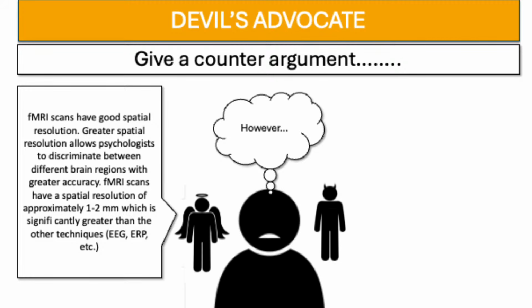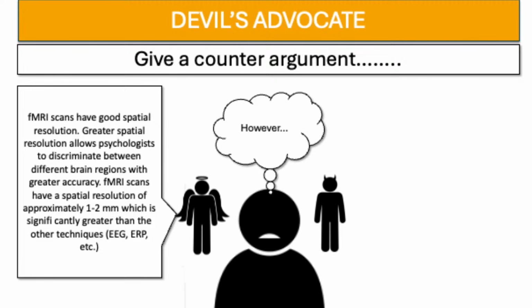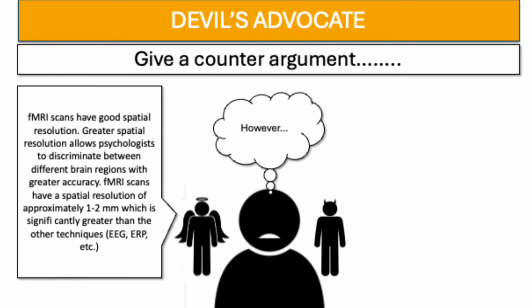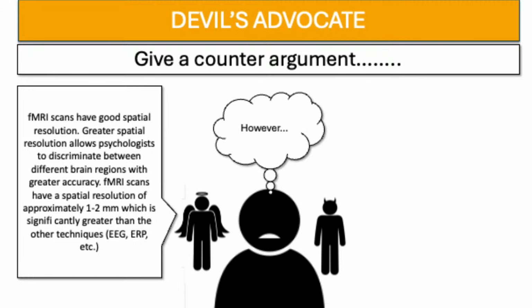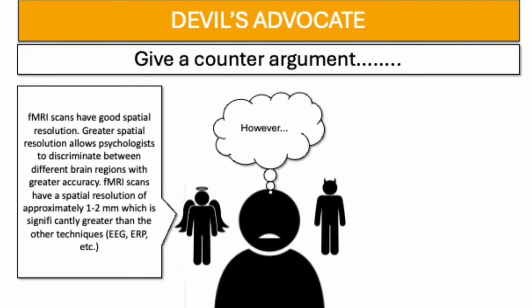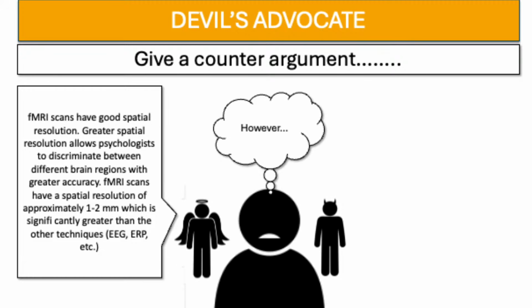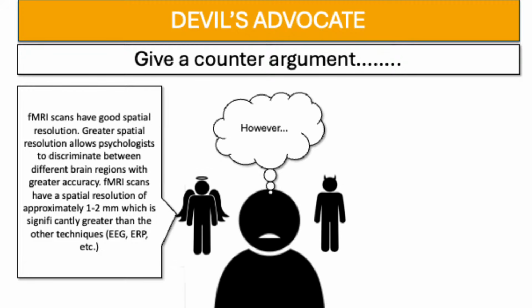So here, let's make sure we understand what is meant by spatial resolution and temporal resolution. fMRI actually has good spatial resolution. I know a few of you said that you thought it was bad. We know that greater spatial resolution allows psychologists to discriminate between different brain regions with greater accuracy. In actual fact, fMRI scans have a spatial resolution of approximately 1 to 2 millimeters, which is significantly greater than other techniques such as EEG and ERP. So again, we've got an advantage there.